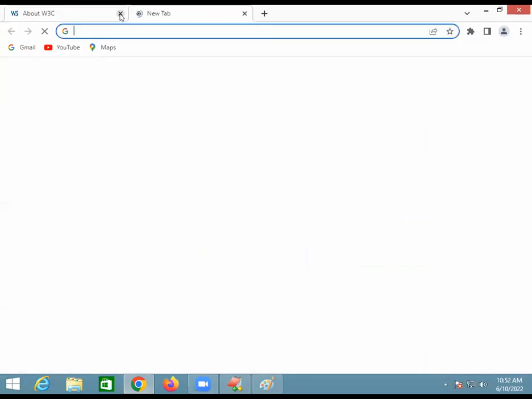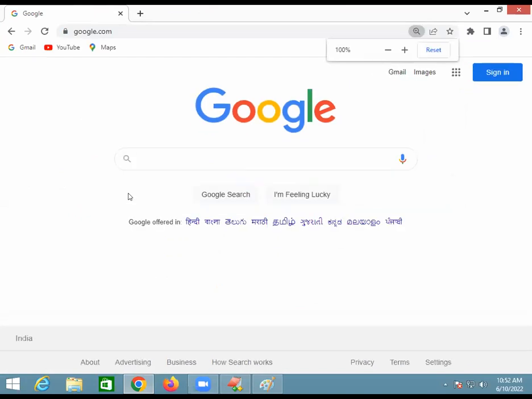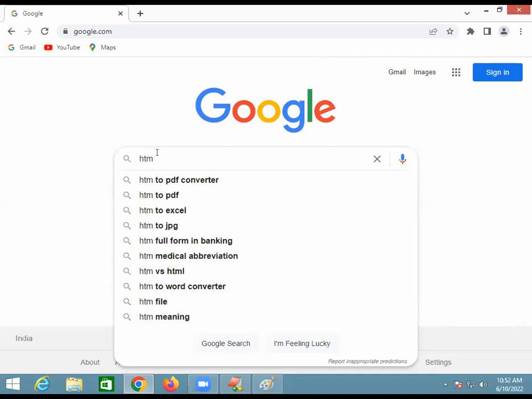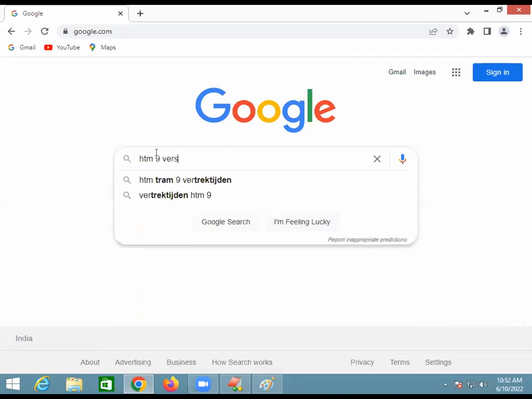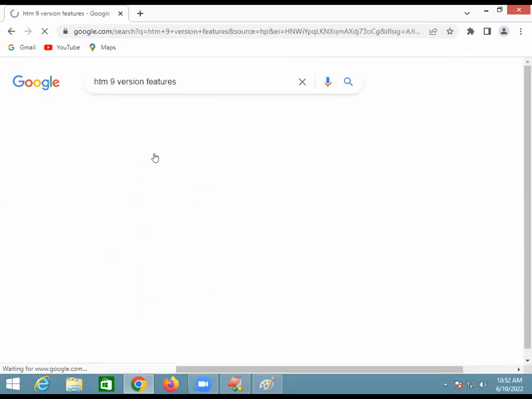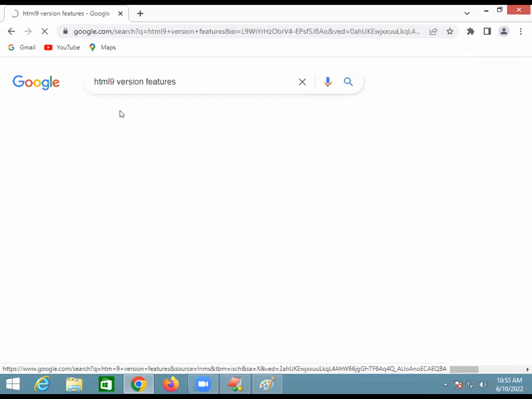I'm asking a small question here, right? Try to observe. HTML current version, latest version is 5, sir. HTML latest version is 5. Now I'm asking here, HTML 9 version features. I have some answer. We have some results or not? HTML 9 version features.